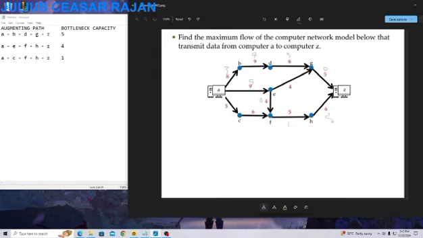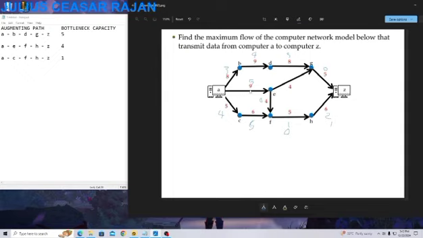This becomes 2. Next, we'll find another path if there's another available, which is the A to C to F to H to Z. So since the lowest here now is 1, that's our bottleneck capacity. Then we subtract, becomes 4, this becomes 5, this becomes 0, and then this becomes 1.